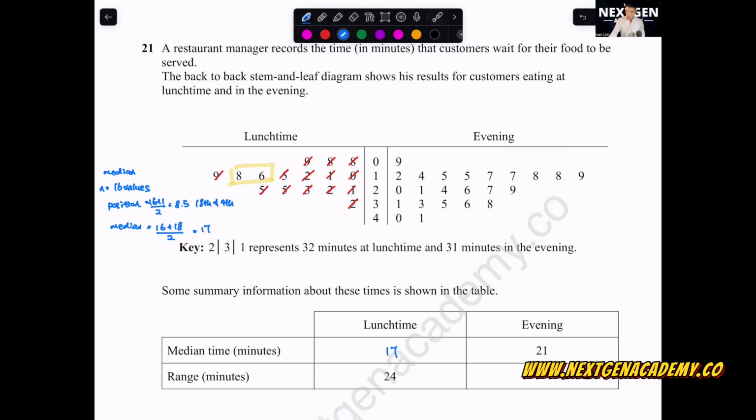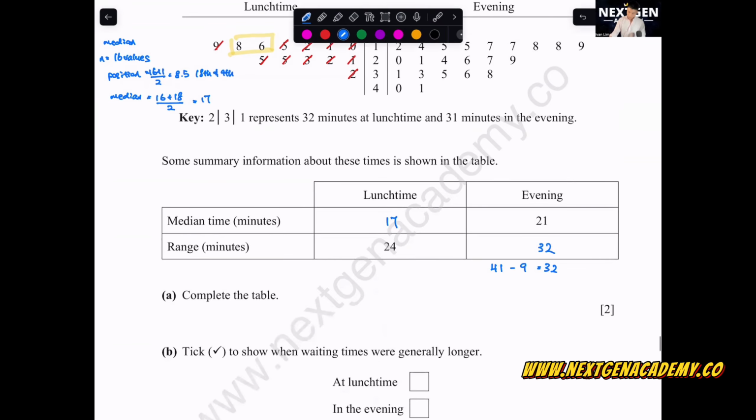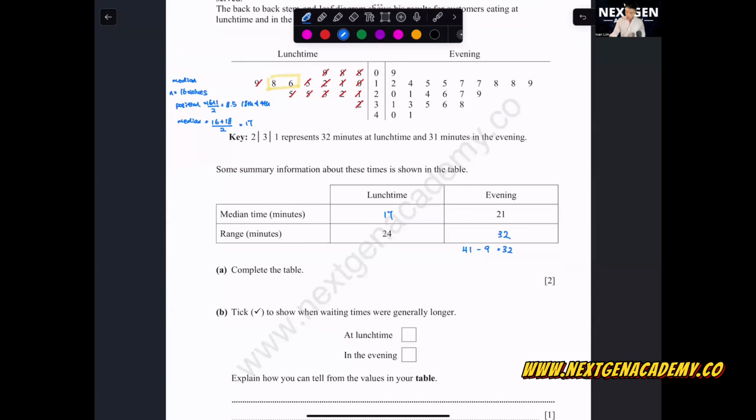Then what is the range? Range in the evening means you take the biggest minus the smallest value. So this one is 41 minus 9, which equals 32. Now, tick to show when waiting times were generally longer, at lunchtime or in the evening.